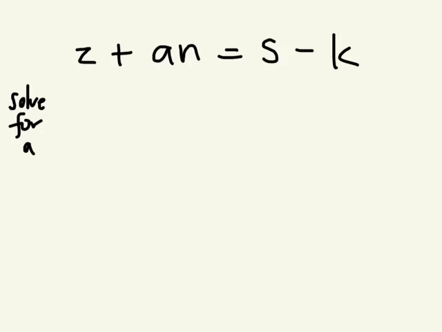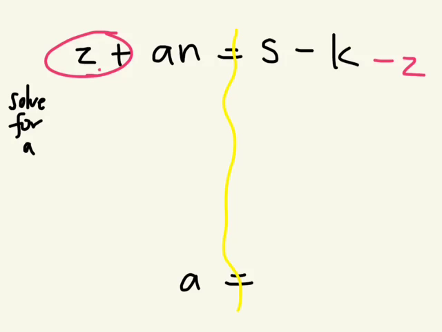Okay, so this question, we're solving for A. My goal is to isolate A. What should we get rid of? Draw an imaginary line. What should we get rid of from the left side of the equation? Z. How do I get rid of Z? Take it away. Right? Same thing you're doing, except instead of numbers, they're letters, okay? So I have AN equals S minus K minus Z, right?